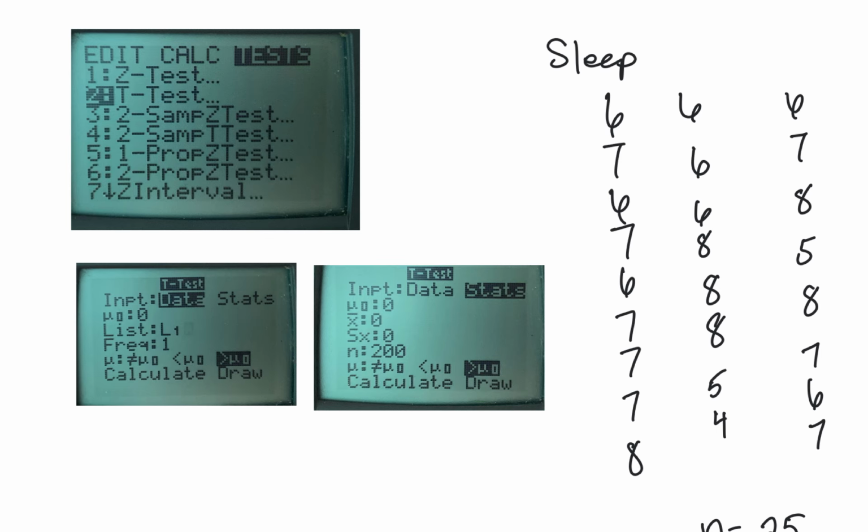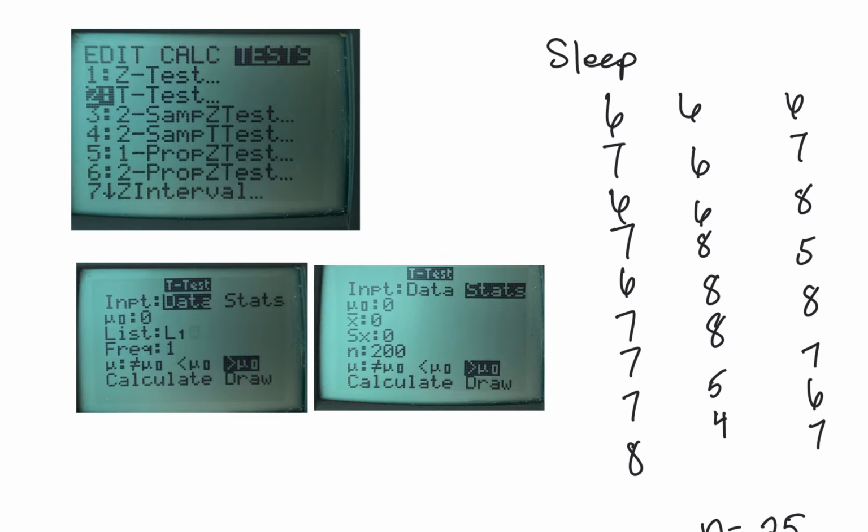Here we go. The scenario is, do college students get more than 7 hours of sleep a night? Seven hours would be considered enough sleep, so they're using 7 as the baseline. And so what they did was they asked 25 college students, how many hours of sleep did you get the night before? They got a random sample of students from a certain college, and here's your response. So let's talk about what's different about my significance test screen.